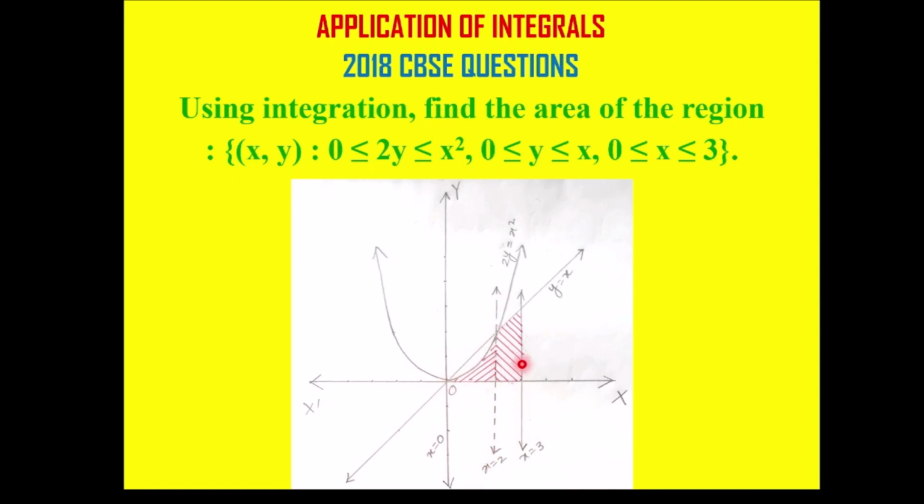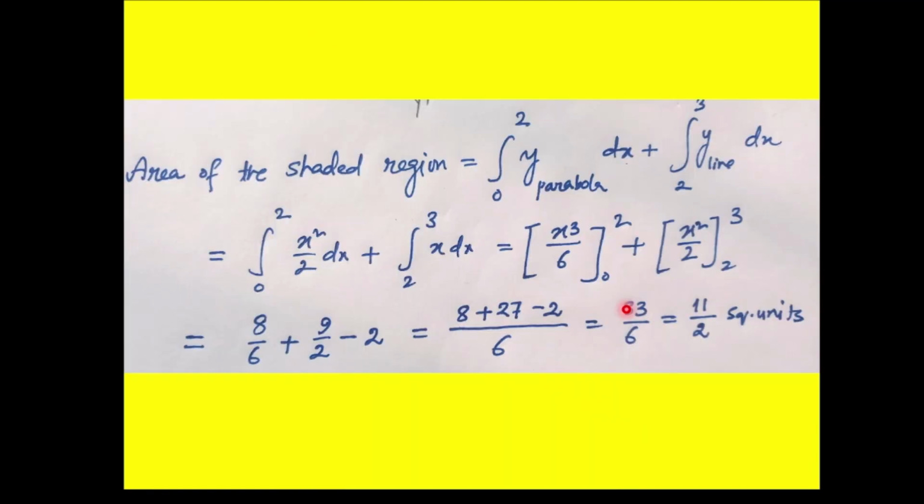So we are supposed to find the area. The area of the shaded region from 0 to 2 is under the parabola, from 2 to 3 it is under the line. So y is x square by 2 for the parabola and x for the line. Using the integration formula and putting upper limit minus lower limit, the final answer comes out to be 11 by 2.